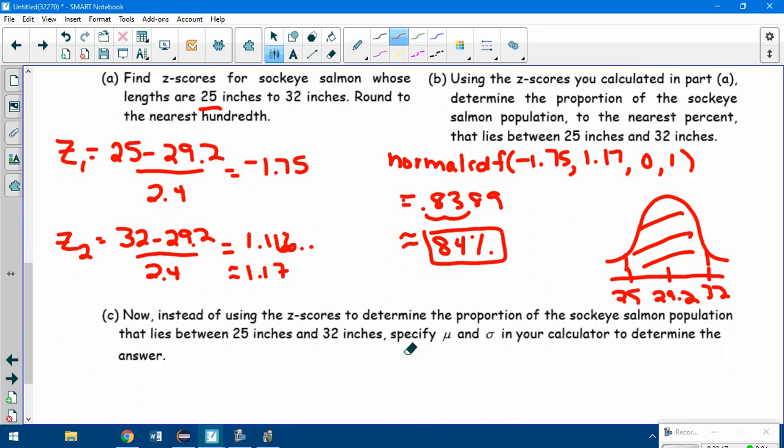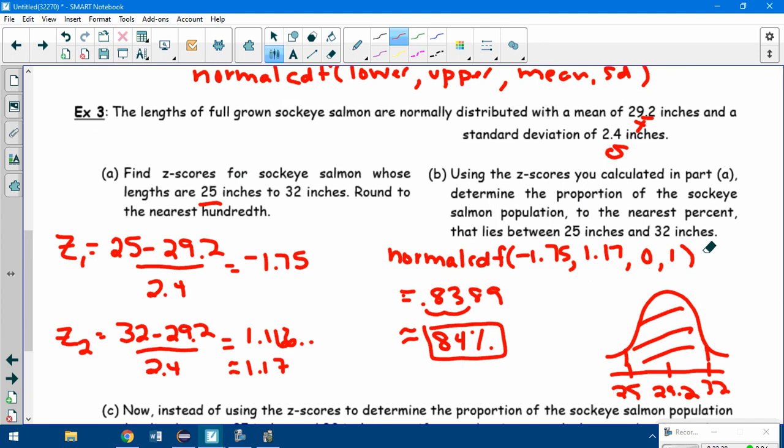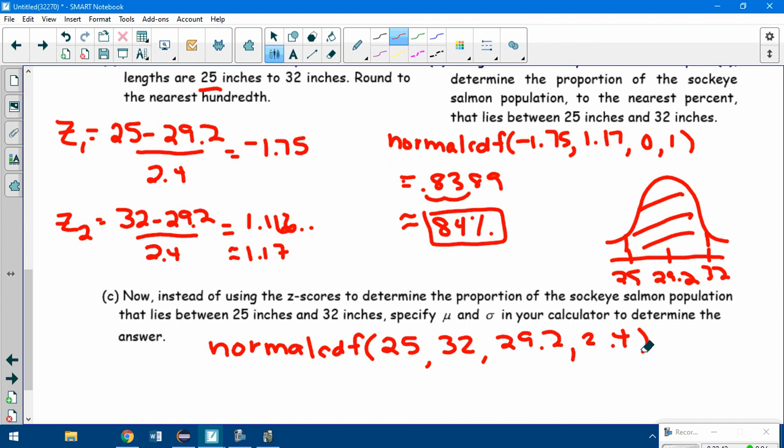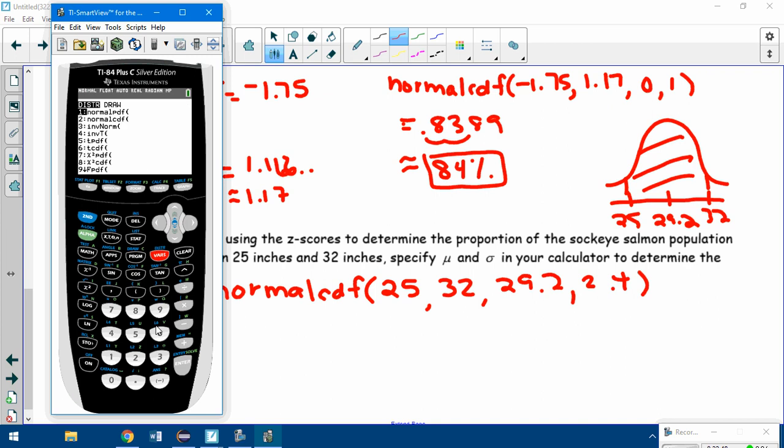Now it says, now instead of using z-scores to determine the proportion, specify the mean and standard deviation in your calculator. So this is our new way of doing it. Now instead of all that z-score step, I could just do normal CDF and look right at your picture. Your lower is 25, your upper is 32, with a mean of 29.2 and a standard deviation, we said 2.4. So the calculator is kind of doing the z-scores for you as part of its calculations. 25, 32, a mean of 29.2, and a standard deviation of 2.4.